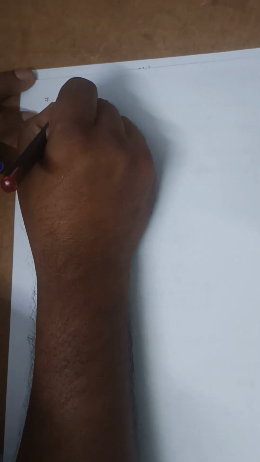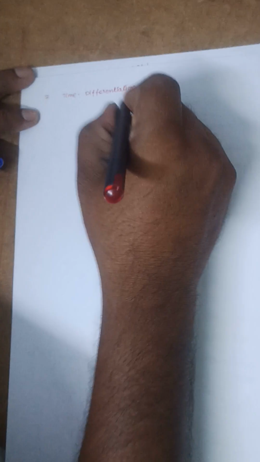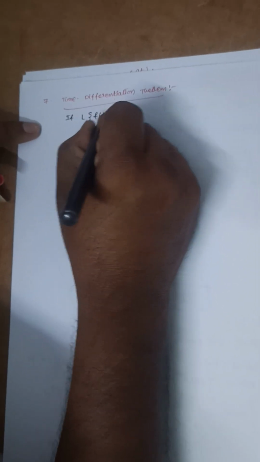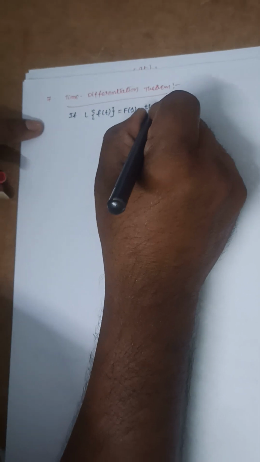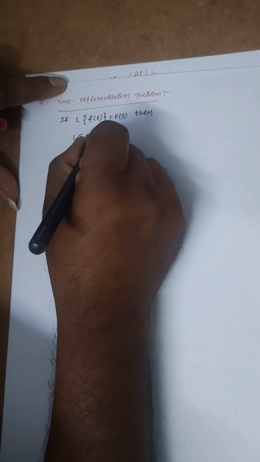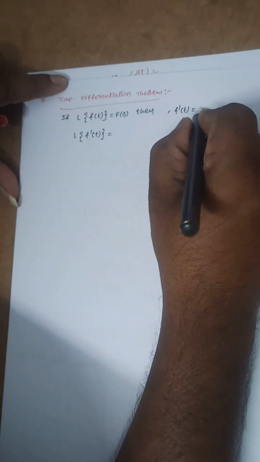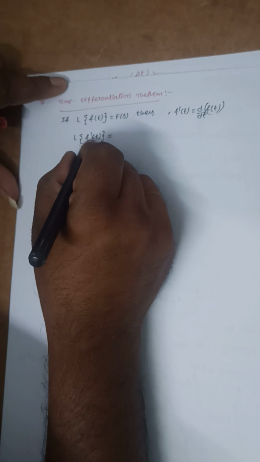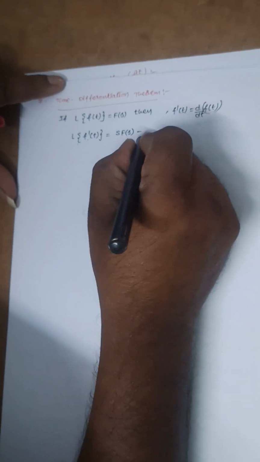Time differentiation. Time differentiation theorem, or time differentiation property. What it says here is, if the Laplace transform of f of t is equal to F of s, then the Laplace transform of f dash of t, where f dash of t is d by dt of f of t, is s into F of s minus f of 0.